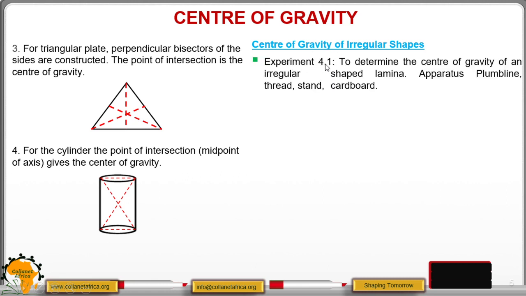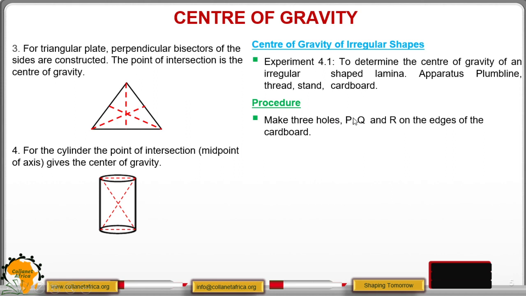We will use a method whereby we determine the center of gravity of an irregular shaped lamina, and we need the following apparatus: a plumb line, a thread, a stand, and a cardboard. Then we proceed as follows. We make 3 holes, that is P, Q, and R, on the edges of the cardboard. Then we suspend the cardboard with the load through hole P as shown below.